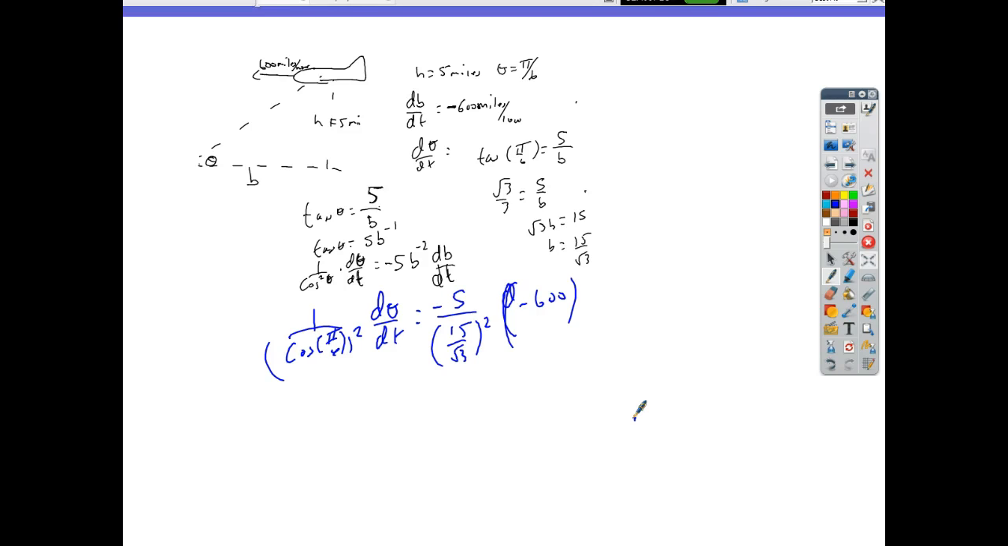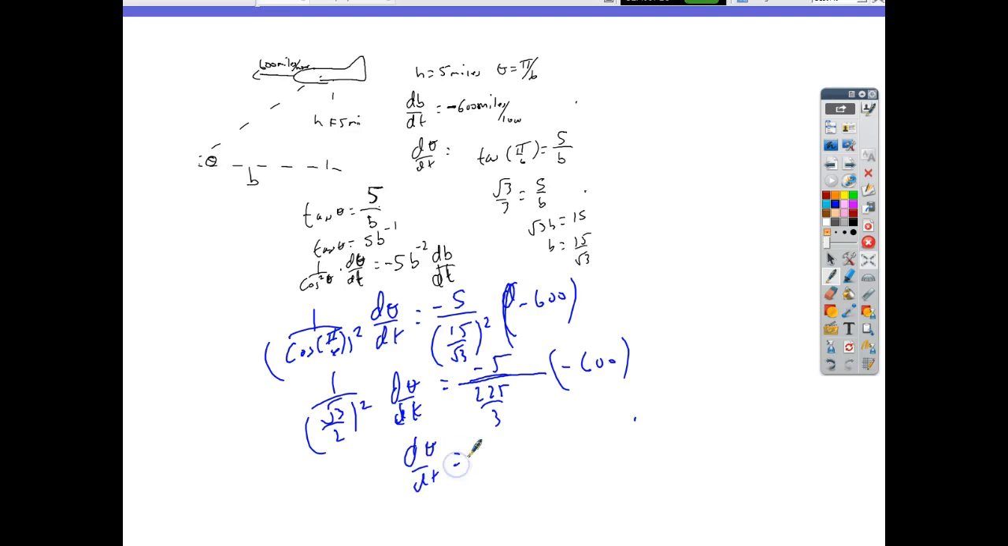Cosine of pi over 6 is root 3 over 2, right? So this becomes 1 over the square root of 3 over 2 squared, d theta dt is equal to negative 5 over 225 over 3, because I'm squaring top and bottom, times negative 600. Now, this is going to be 3/4, right? That's 1 over 3/4. So I'm just going to multiply both sides by 3/4 to get rid of it. So d theta dt is equal to negative 15 over 225. Did I flip that right? I did. Times negative 600 times 3/4. And then it's just a matter of grinding that up as a fraction or decimalizing because you've given up on fractions.